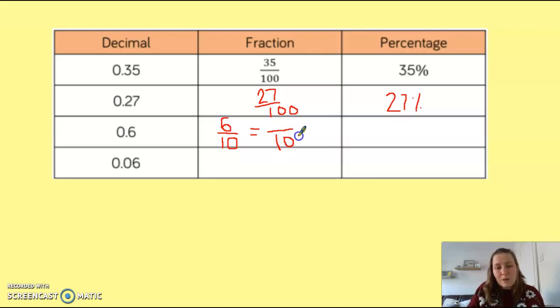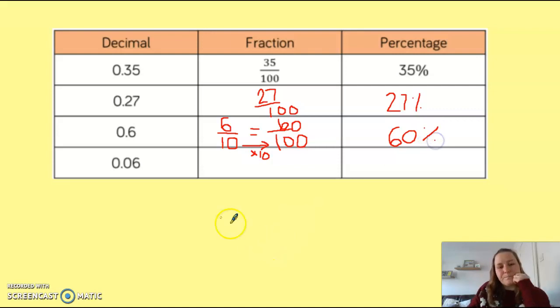Okay, I want to turn my denominator into 100. I'm going to multiply by 10 because 10 times 10 is 100. And I'm going to do the same to the top and the bottom. So 6 times 10 is 60. Now my fraction reads 60 over 100. I'm able to write it as a percentage. 60 out of 100 is 60%.